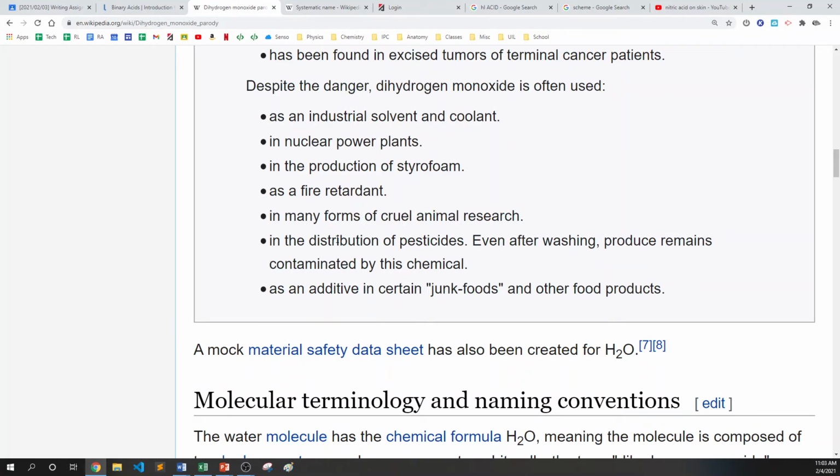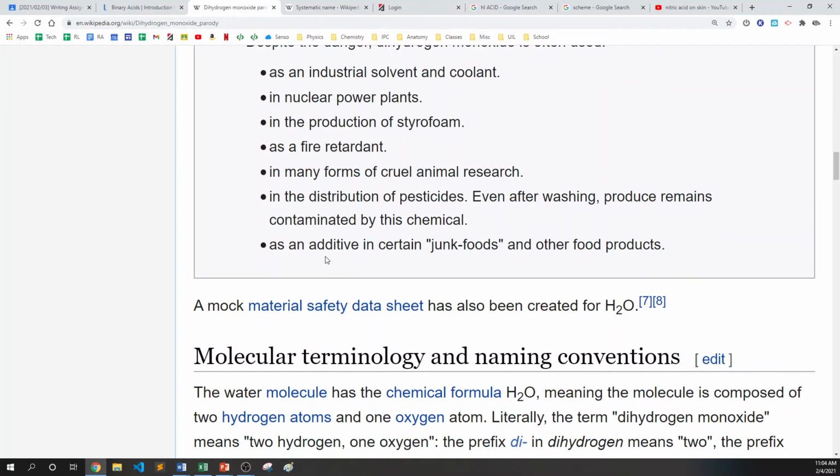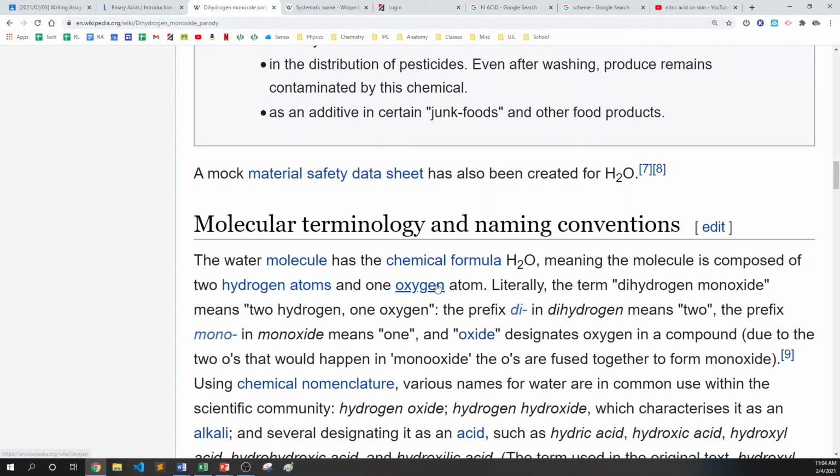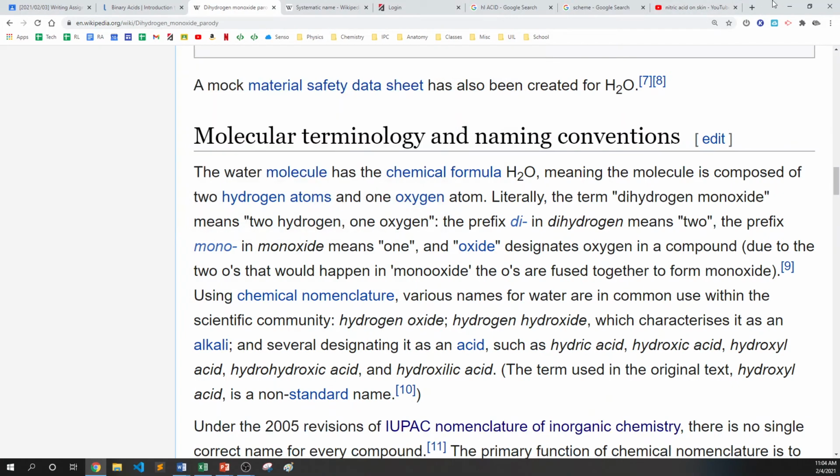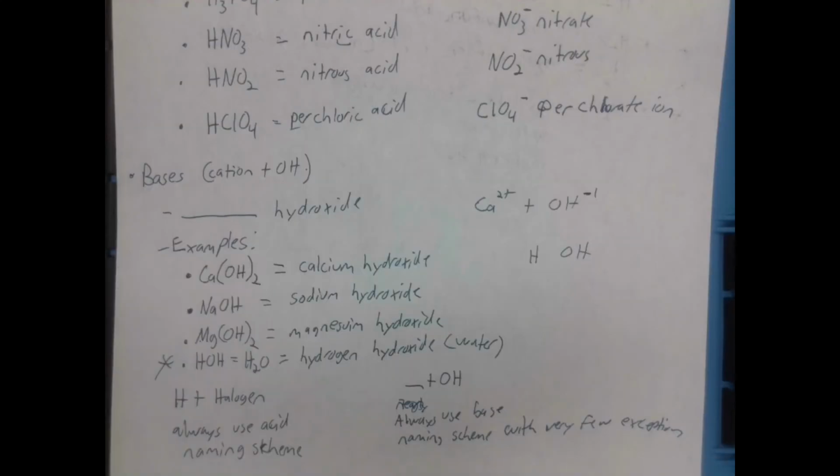It's been used as a distribution of pesticides. And I like this phrase: even after washing, the produce was still contaminated by this chemical. You can still find traces of water in the fruit after it's been washed. It has been an additive in certain junk foods and other products. But the entire city banned it for a few days.